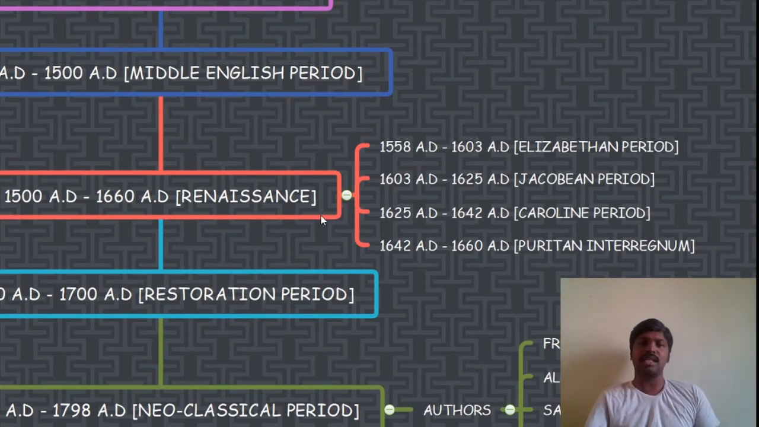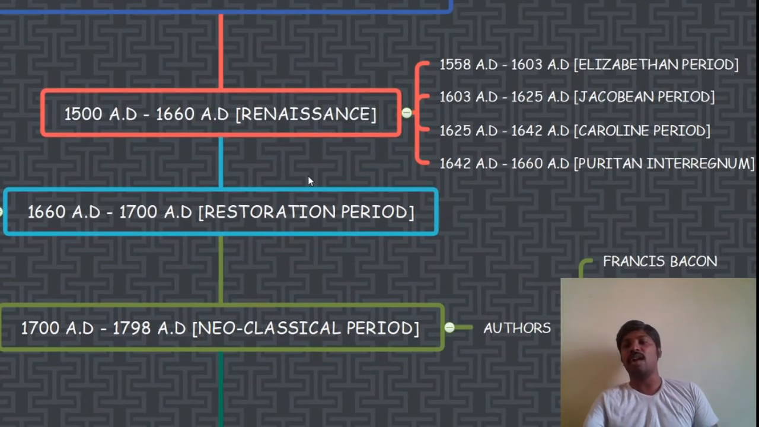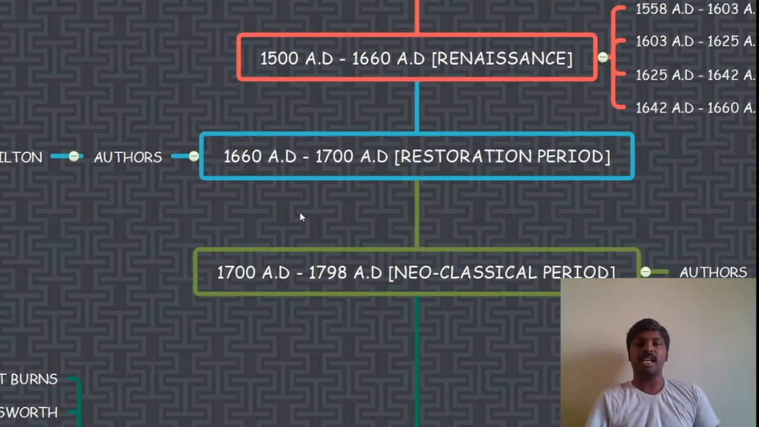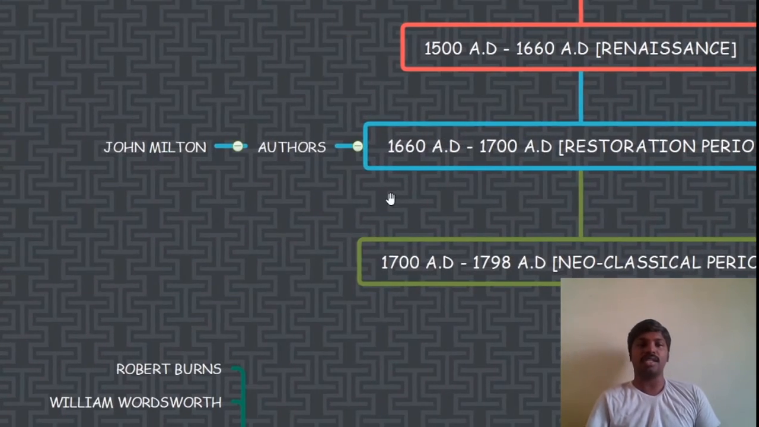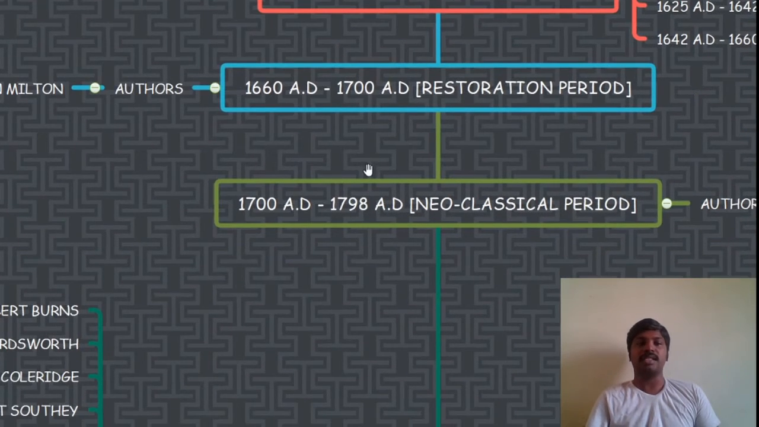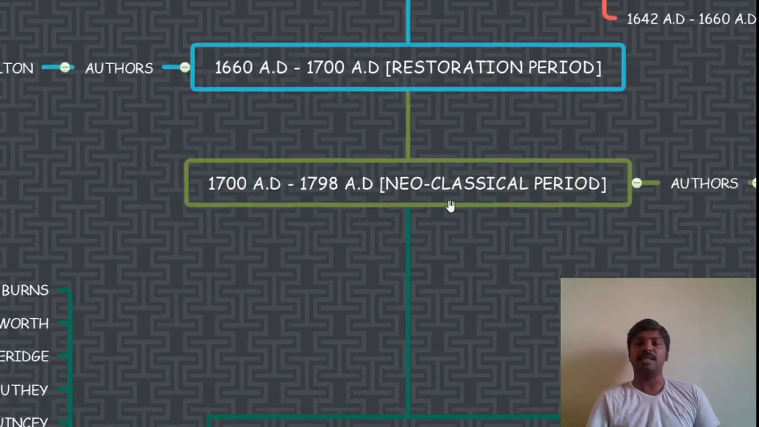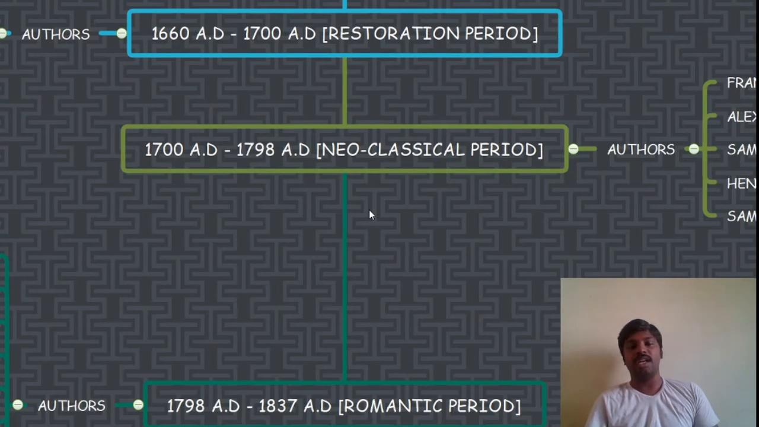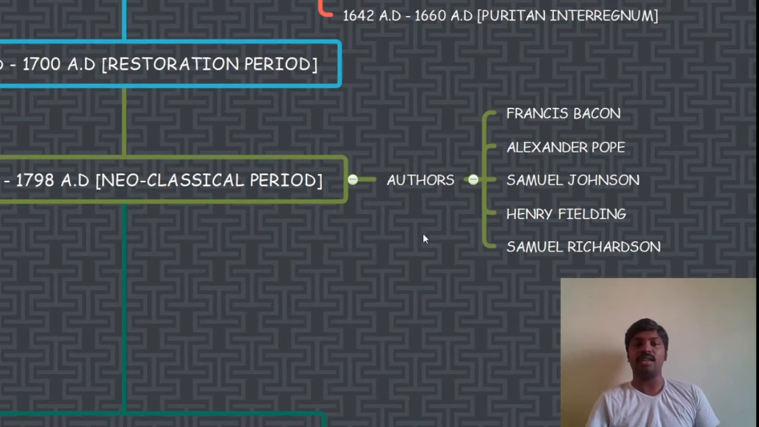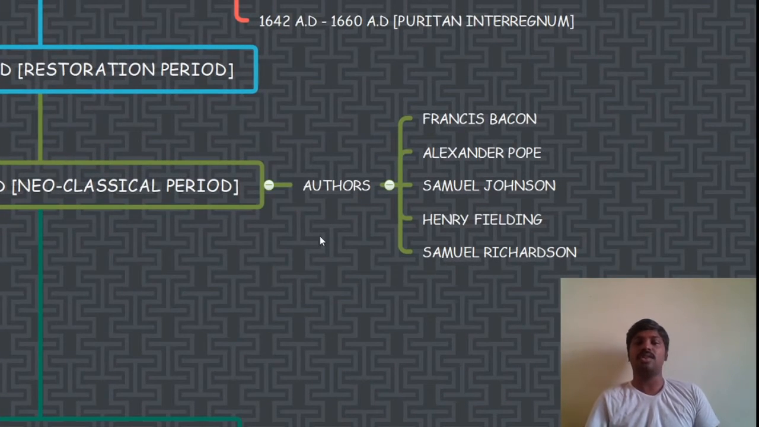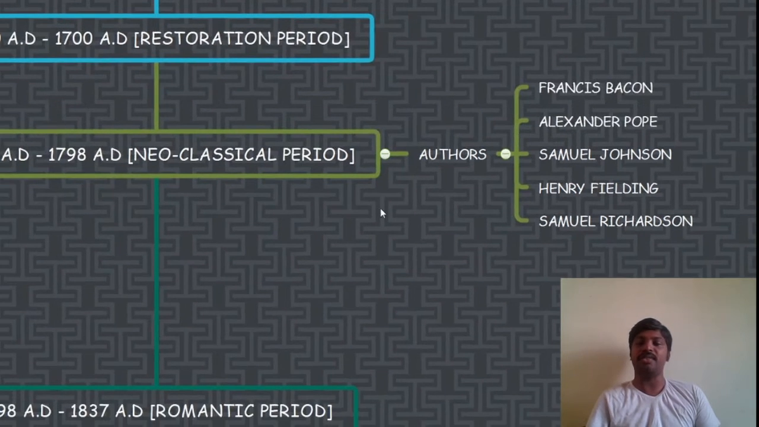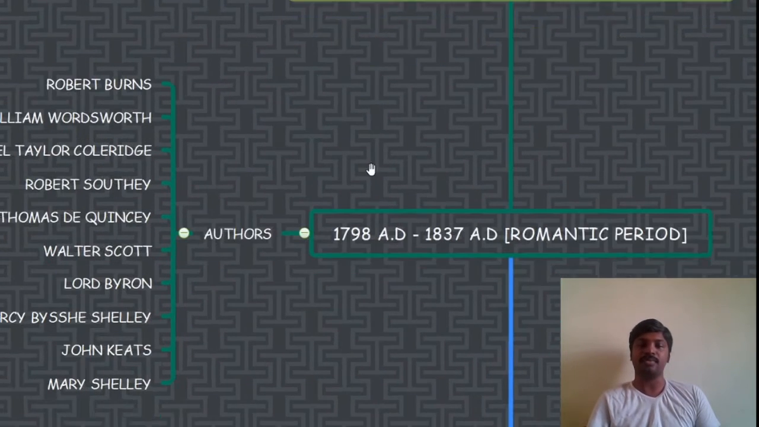Now, the English Renaissance is further divided into four different periods called the Elizabethan period, Jacobean period, Caroline period, and Puritan interregnum. Between 1660 AD to 1700 AD, you have the Restoration period. You have one significant author called John Milton. Between 1700 AD to 1798 AD, you have the neoclassical period. You have authors like Francis Bacon, Alexander Pope, Samuel Johnson, Henry Fielding, and Samuel Richardson.